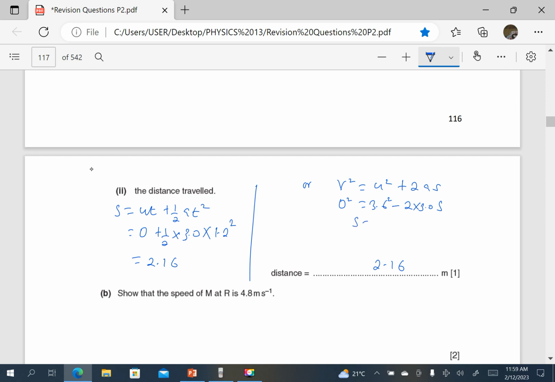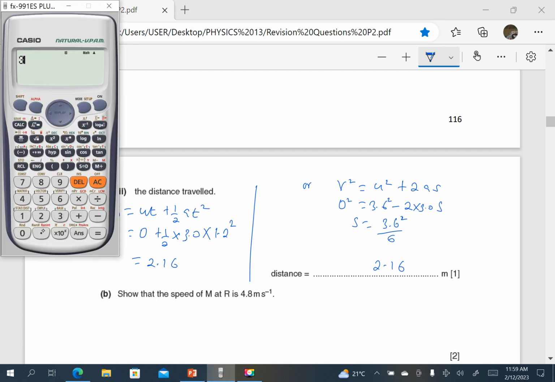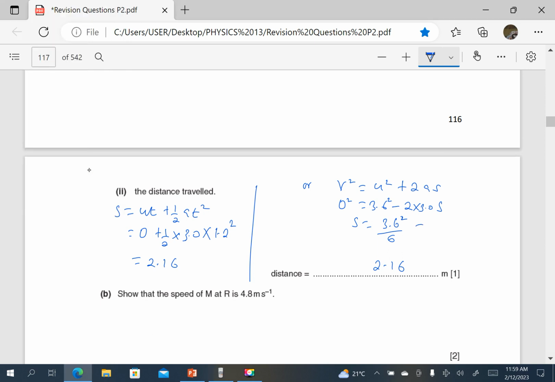So the distance s is 3.6 squared divided by 6, which is 2.16.